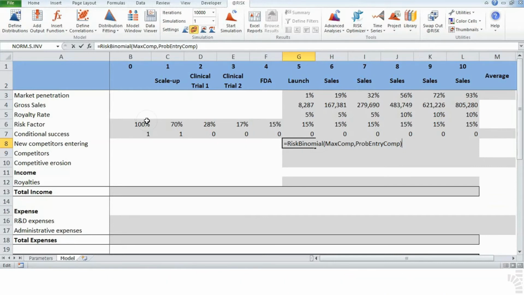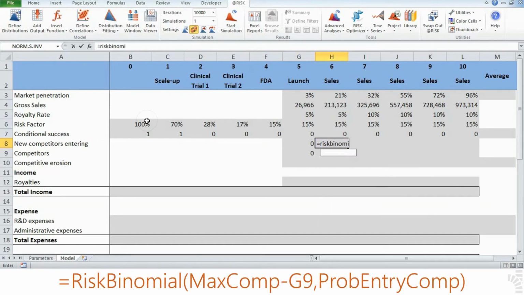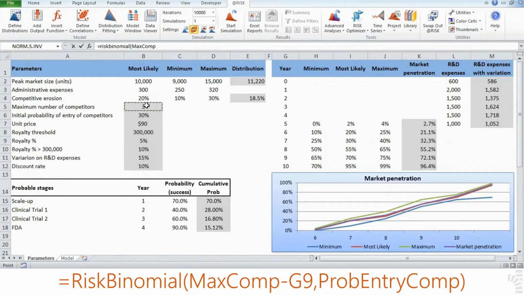49. On cell G9, we start counting the number of competitors by the end of year 5 with the formula, equals G8. 50. Write the following binomial function on cell H8, for the first year of sales, year 6: equals risk binomial, max comp minus G9, prob entry comp.